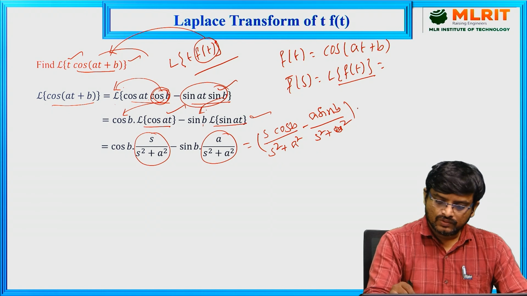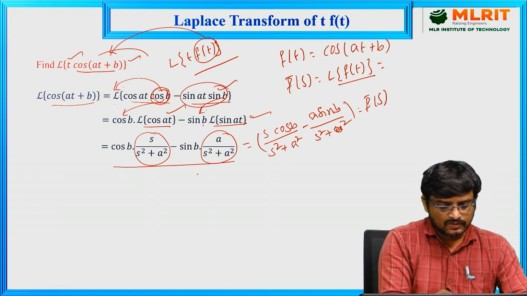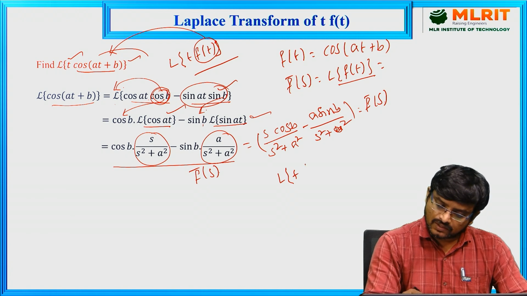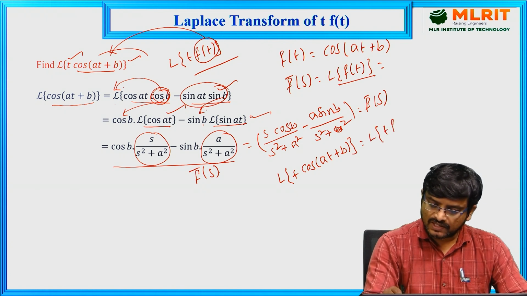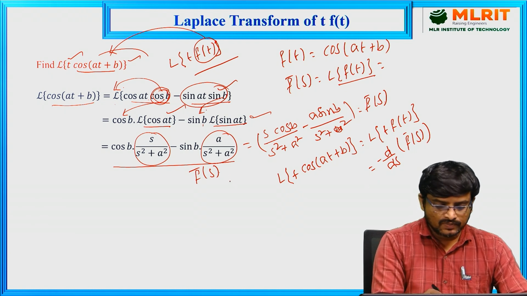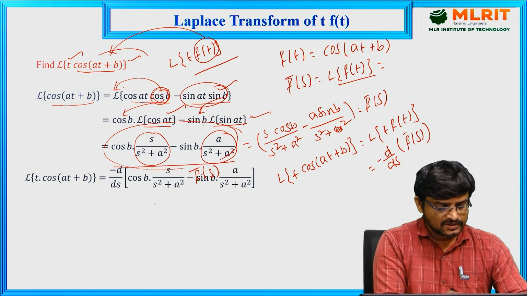Now consider this as the f bar of s value. We got the f bar of s value; this entire expression is f bar of s. Now we are going to apply the formula for the Laplace transform of t cos of at plus b, using the formula for the Laplace transform of t into f of t. This can be written as minus 1 d by ds of f bar of s. So what is our f bar of s? This is our f bar of s. Now find this derivative here.